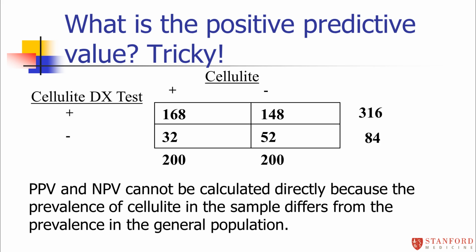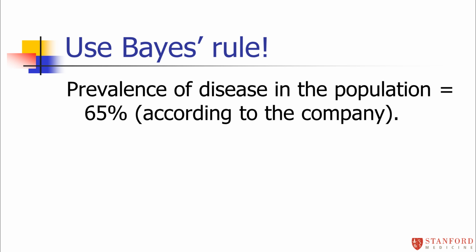So let's actually do this. Let's use Bayes' rule to calculate the positive predictive value, incorporating the true prevalence of cellulite in the population. The company said that the true prevalence of moderate cellulite in women was 65%. That sounds reasonable to me, so we'll assume that that's reasonable. So now we can use Bayes' rule to incorporate that. Notice that that's higher than in the case control study where it's only 50%.